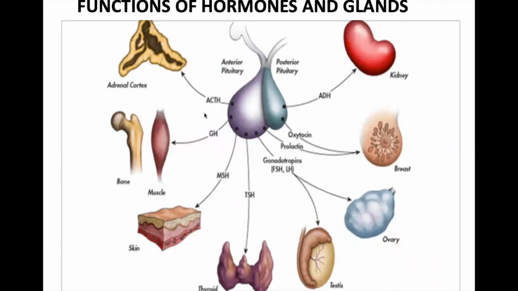This is which gland? Pituitary gland. Here it is shown, the anterior pituitary and the posterior pituitary. The anterior pituitary will release which type of hormone? Adrenocorticotropic hormone to the adrenal gland, not the kidney, which is found above the kidney. And that adrenal gland will release various other hormones. Then melanocyte stimulating hormone, and thyroid stimulating hormone.